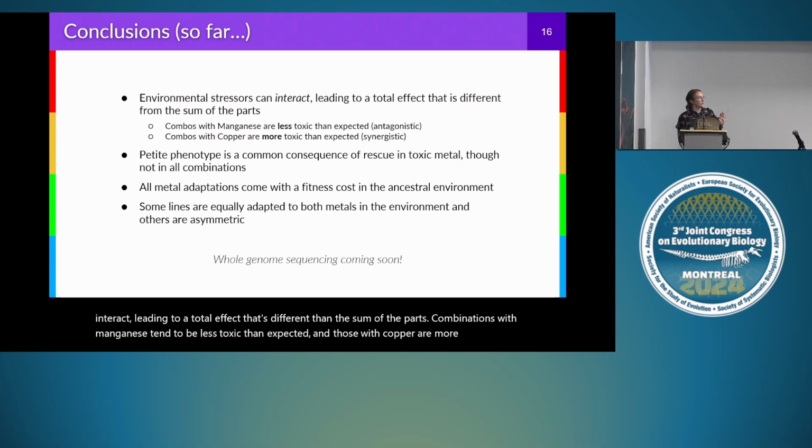The petite phenotype seems to be a common consequence of rescue in this environment, and all of these metal adaptations come with a fitness cost in the ancestral environment. It seems that most lines are equally adapted to both metals, while others have more asymmetric growth.